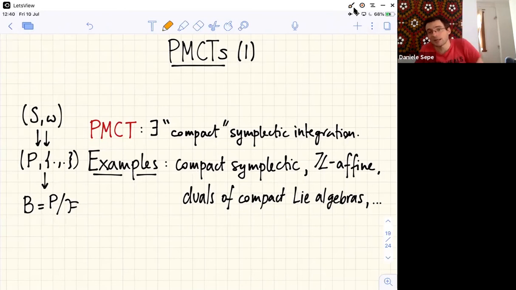So you have a compact symplectic manifold; you can cook up a Poisson manifold of compact type out of it. Well, it is a Poisson manifold of compact type. If you have an integral affine manifold, it's endowed with the zero Poisson structure, and it's a Poisson manifold of compact type. Duals of compact Lie algebras are Poisson manifolds of compact type.